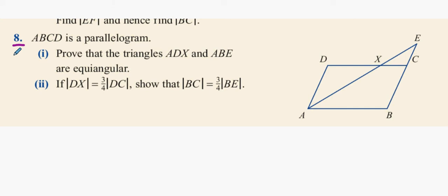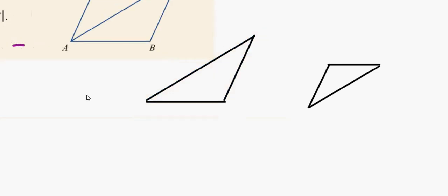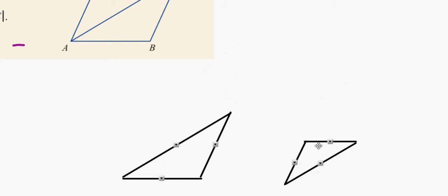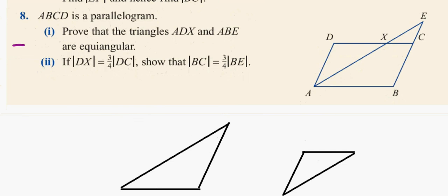ADX and ABE. So, triangle ADX and triangle ABE, like so. Then drag the two downwards. Bring this back to where it was. Alright, let's give this a go.